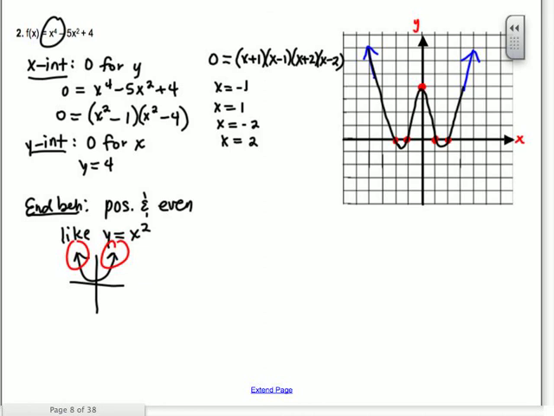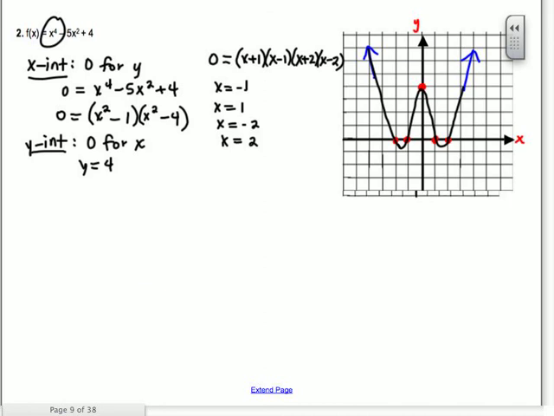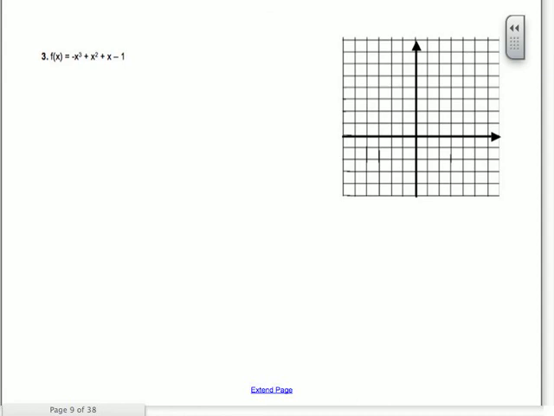Okay, last one. Okay, this one's a little harder. All right, so x-intercept, we plug in 0 for y, so I get 0 equals -x cubed plus x squared plus x minus 1.